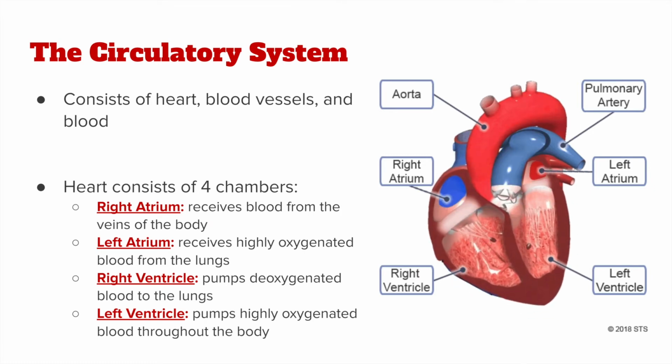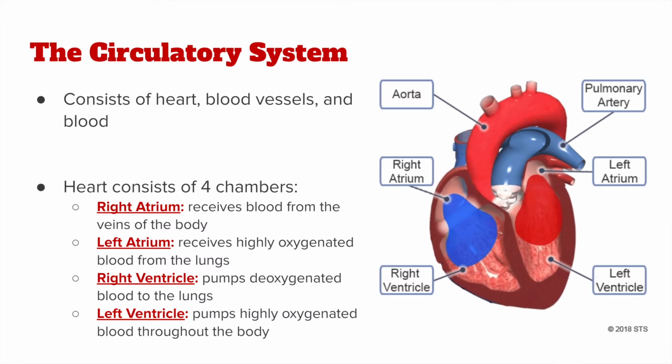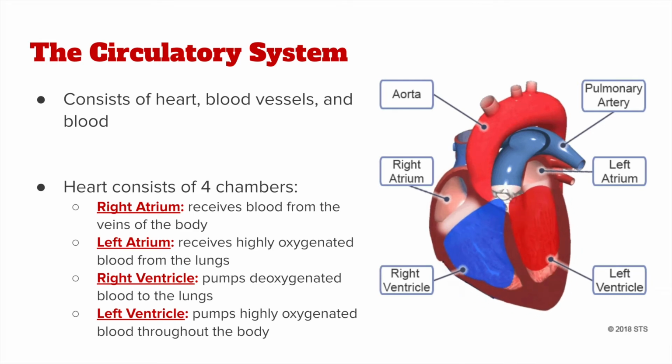The human heart consists of 4 chambers, 2 on the patient's right and 2 on the patient's left. Each upper chamber is called an atrium. The right atrium receives blood from the veins of the body, whereas the left atrium receives highly oxygenated blood from the lungs. The bottom 2 chambers are called ventricles. The right ventricle pumps deoxygenated blood to the lungs, and the left ventricle pumps highly oxygenated blood throughout the body. The most muscular chamber of the heart is the left ventricle because it needs the most power to force blood to all parts of the body.